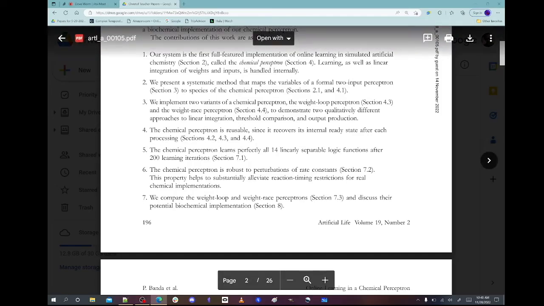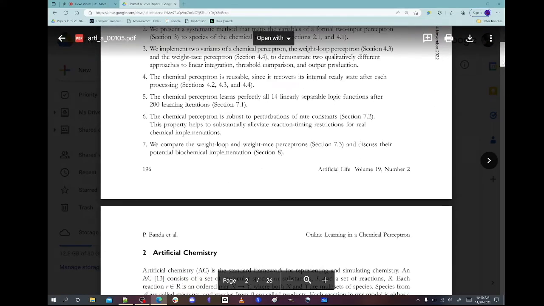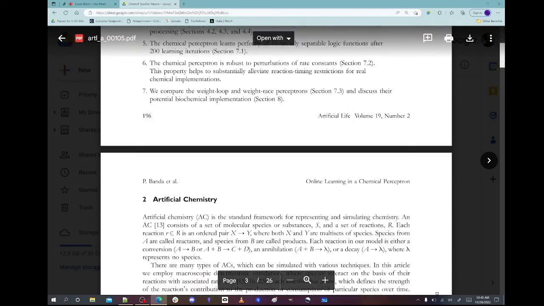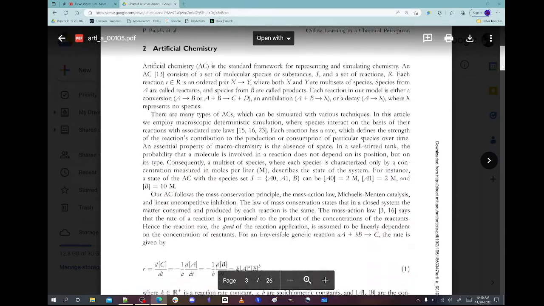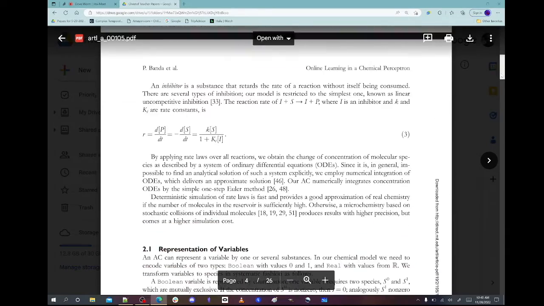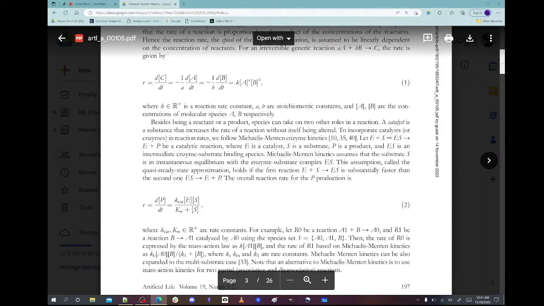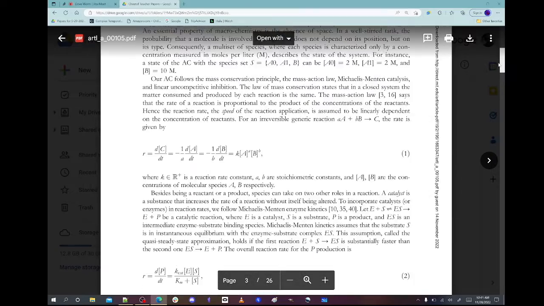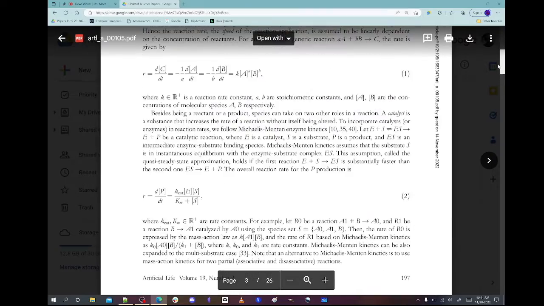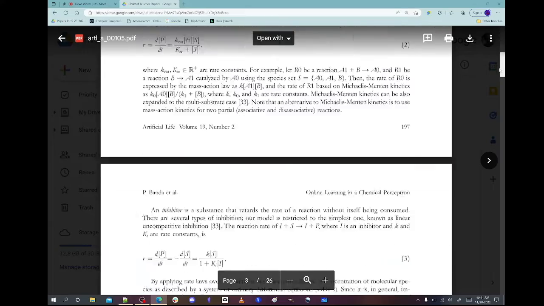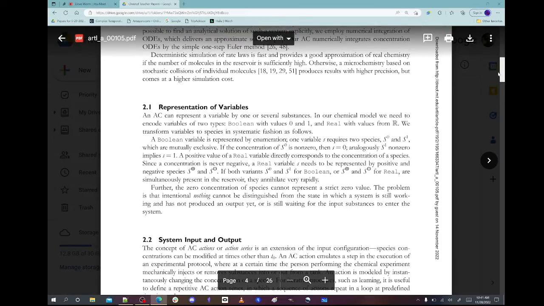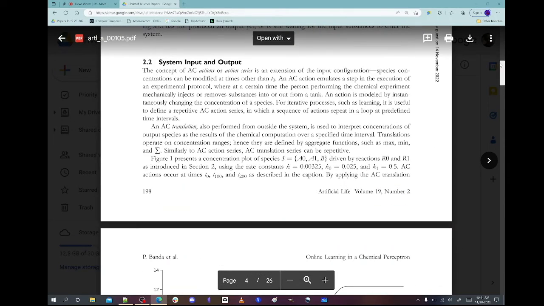So I want to get down to these weight loop and weight race perceptrons to give an idea, because they talk about the artificial chemistry here, and there are details to that, and there's a lot of kinetics in this. The artificial chemistry is really based on Michaelis-Menten enzyme kinetics. So if you know that, you can go through that. Representation of variables: we have to define our variables in the computational system, the system inputs and outputs.